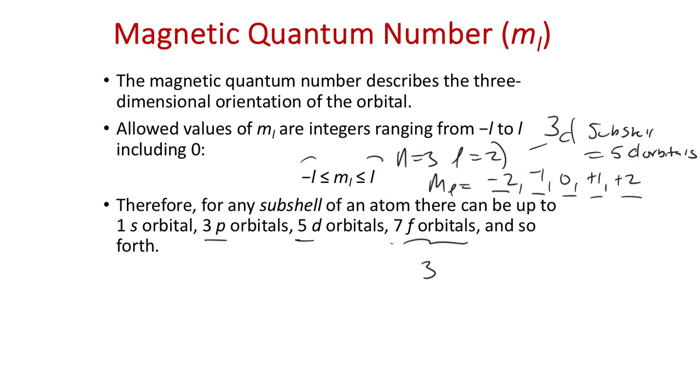And we'll see that for elements in their ground state, we don't get past f. So for elements in their ground states, we're not going to be using any orbitals beyond an L value of 3.